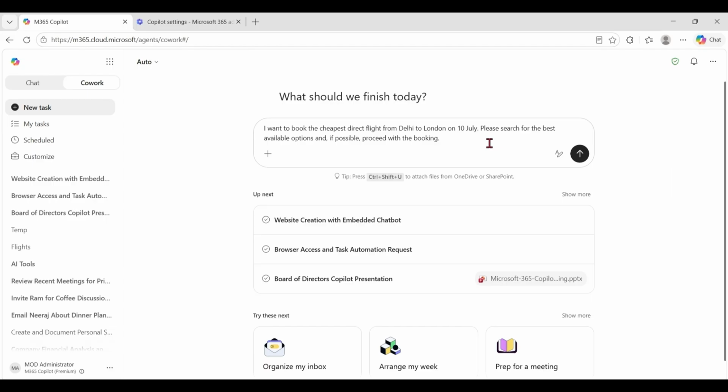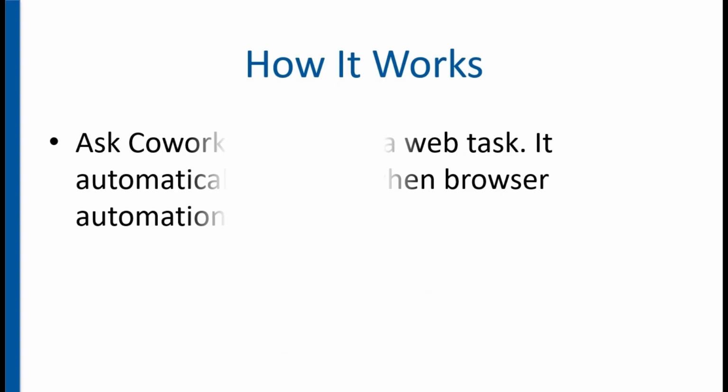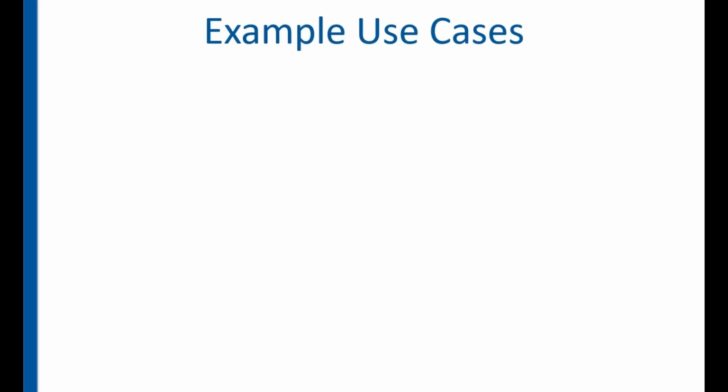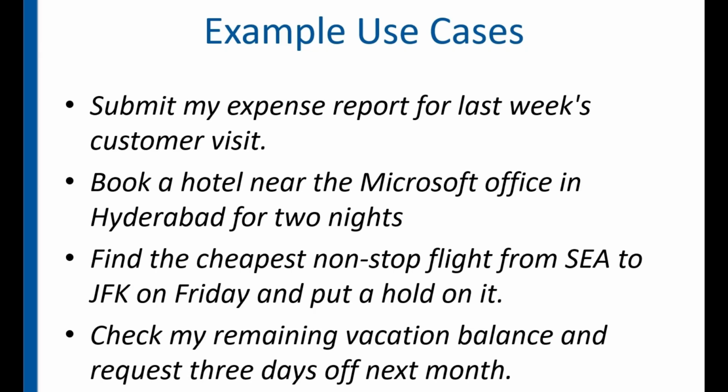As this prompt requires opening a web page, in this case Cowork is smart enough to open a hidden tab using the browser feature. As I mentioned, Cowork automatically decides when browser automation is required. In our example, we are taking the example of booking a flight, but there can be many use cases like this. All these use cases require login to a portal and then further processing.